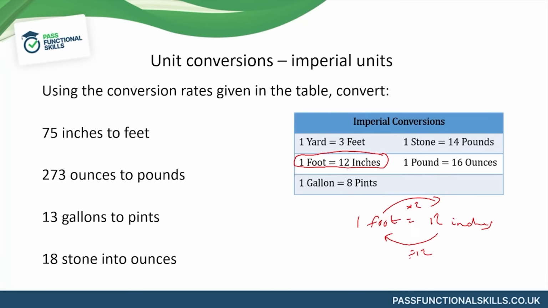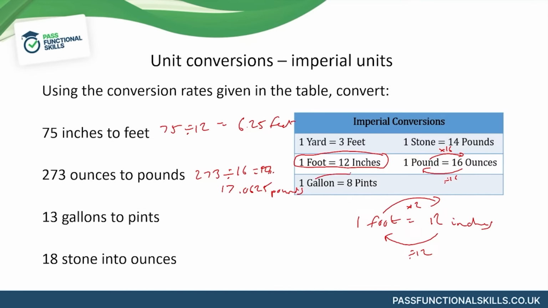So this is what we need to do here: 75 divided by 12, and 75 divided by 12 is 6.25 feet. Ounces to pounds. If we're going pounds to ounces, we are multiplying by 16. So if we're going ounces back to pounds, we are dividing by 16. So our calculation here is 273 divided by 16, and 273 divided by 16 is 17. Let me just write this underneath so I can write the unit next to it as well. 17.0625 pounds.